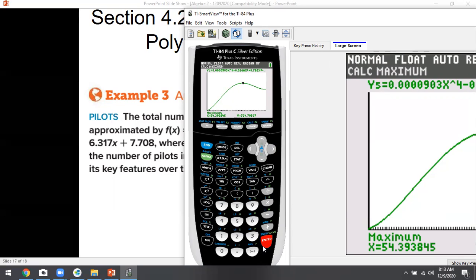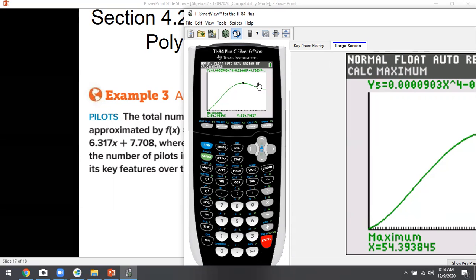What's that mean? Remember, these x's in this problem stand for the years since 1930, right? So if x is 54, 54 years after 1930 is 1984. So this is an Orwellian kind of thing, I guess. So what's happening? The number of pilots is increasing until 1984. Would you agree? Then the number of pilots seems to go down, and there seems to be another minimum right there, which you could go find as well. You could do second calc, find a min or something like that.